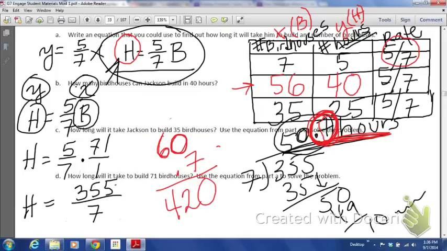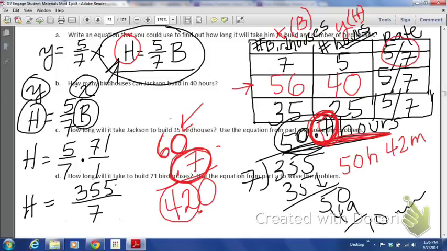I get 420 when I do this, but I know it's not 420 because I know this 0.7 is less than 1. So my answer has to be less than 60. So I know that this is actually 42 minutes, because 60 minutes times 7/10 of an hour is 42. So my more complete answer here would be 50 hours and 42 minutes, which is how long it would take to build 71 birdhouses.